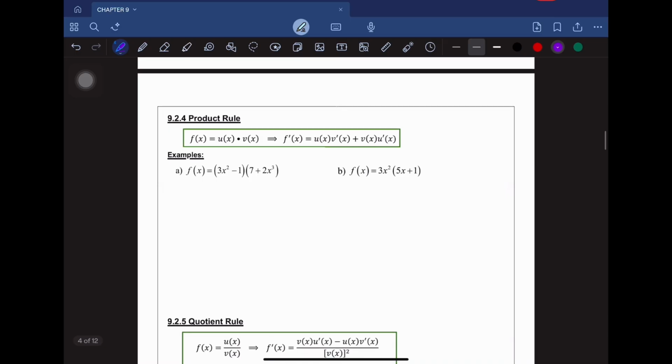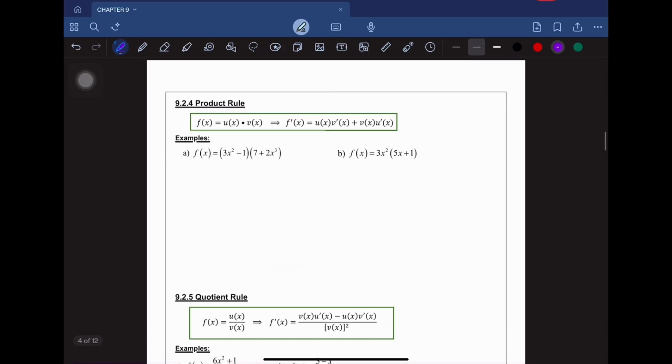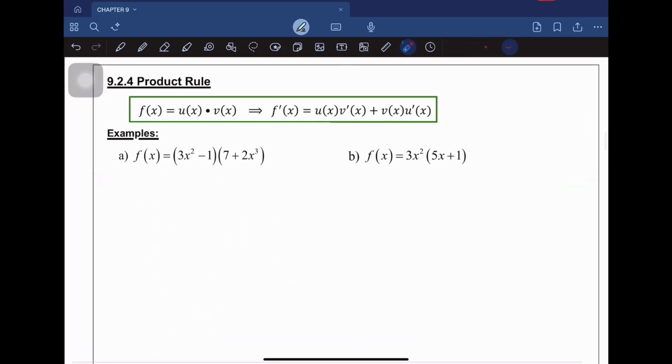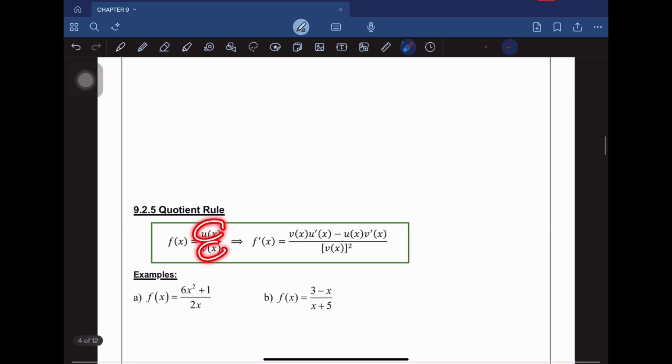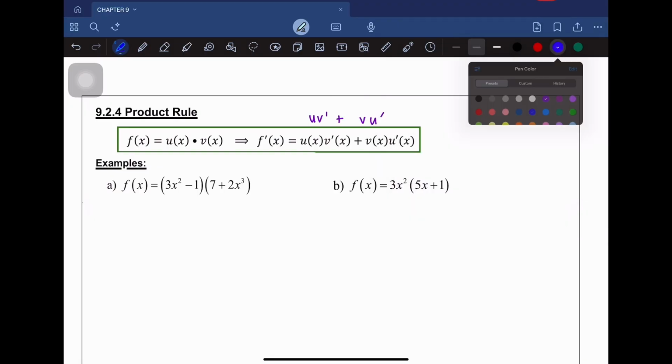Okay, next one is product rule. Okay, product rule and quotient rule. Okay, so basically this is for function, 2 different function yang didarabkan ataupun 2 different function yang dibahagikan. Okay, so if let's say we have u times v, so using the product rule, the derivative will be u v prime tambah v u prime. Okay, u v prime tambah v u prime.